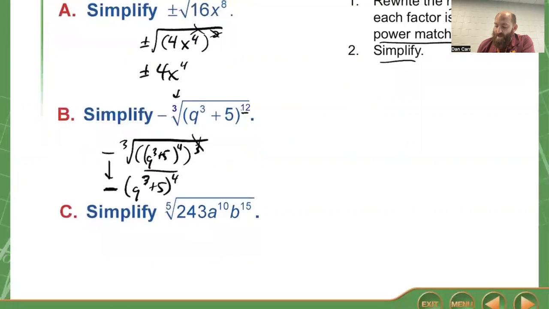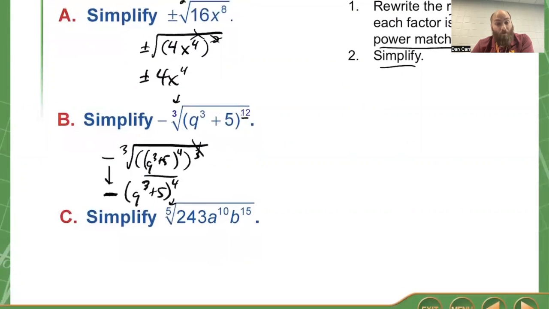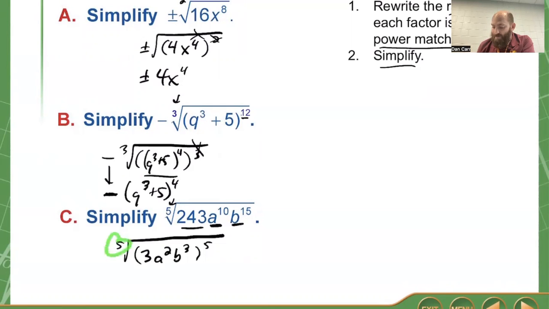Okay, for the next one, I want to simplify that. Again, because it's the 5th root, I want to take the 5th root of something to the 5th power. Well, 243 actually is a perfect 5th power. It is going to be 3, because 3 to the 5th power gives me 243. For the a to the 10th, this has to be a squared inside. And for b to the 15th, that has to be b to the 3rd. And again, the goal is to match up this and this, that way they just kind of cancel each other out. So my final answer is just 3a squared b to the 3rd.